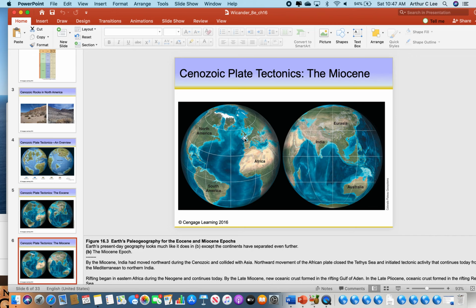Bottom line is, during the Cenozoic era, the main things that happened were the Atlantic Ocean widened, India collided with Eurasia, Australia broke away from Antarctica. That is what you want to remember for the Cenozoic era.